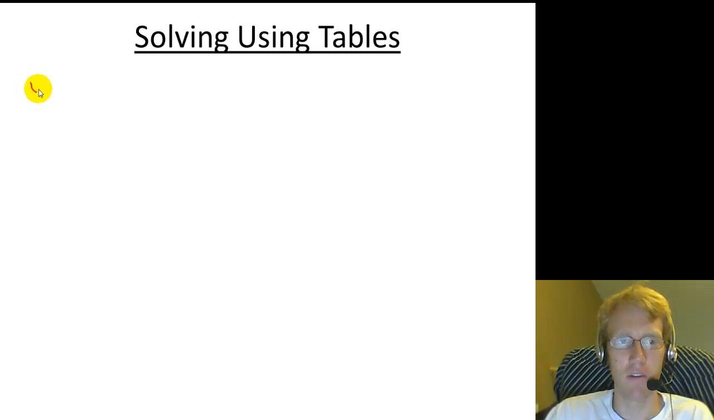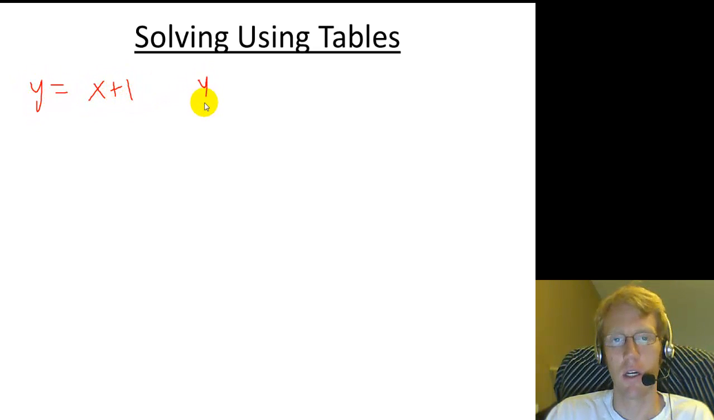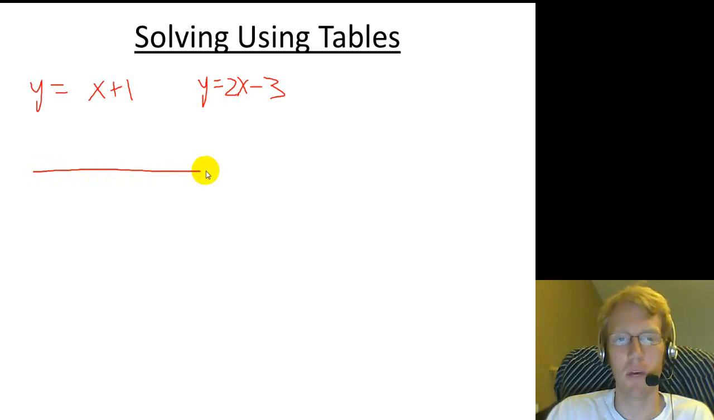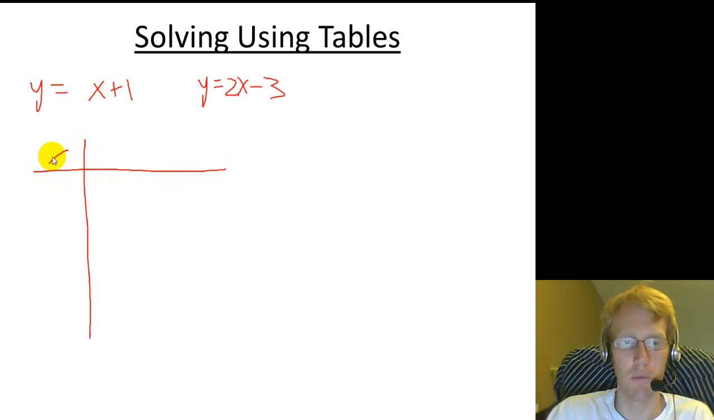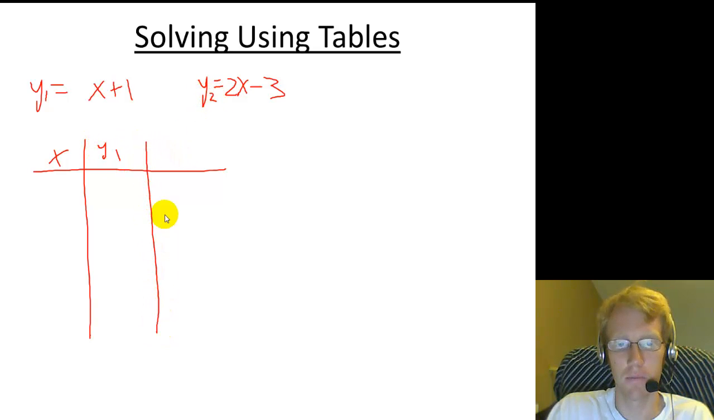So if you have two equations like y equals x plus 1 and y equals 2x minus 3, you could make a t-table, and you could put x here. Let's call this y1 and y2 for equation 1. And let's try plugging in some numbers. So if we plug in 0 in the first equation, we get 1, because 0 plus 1. In the second equation, we get negative 3.